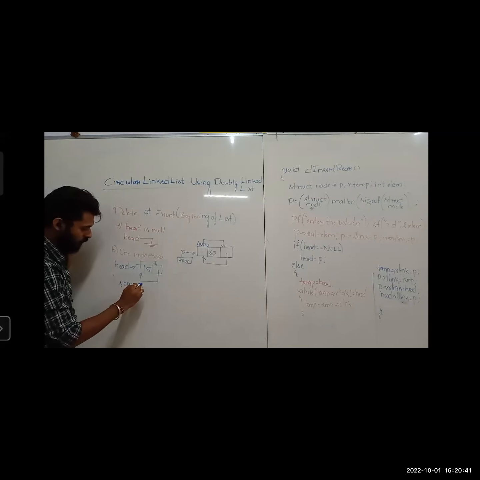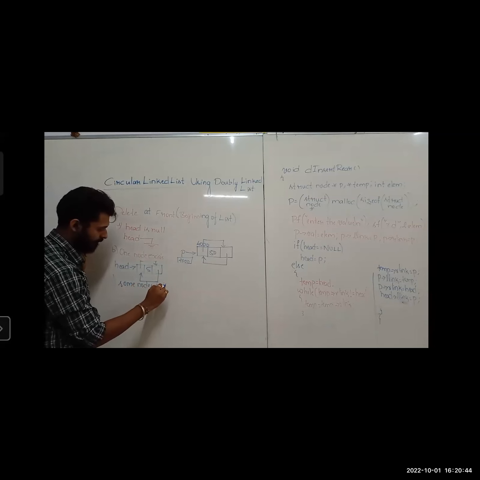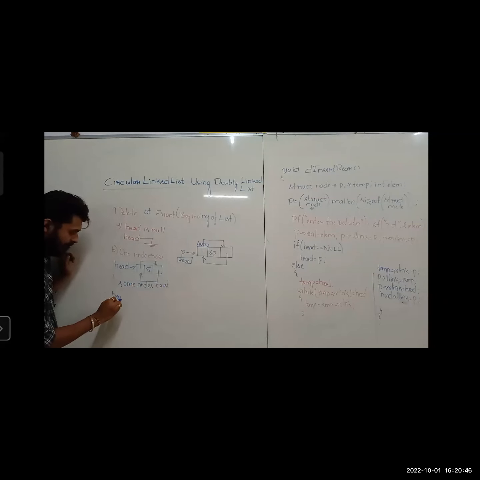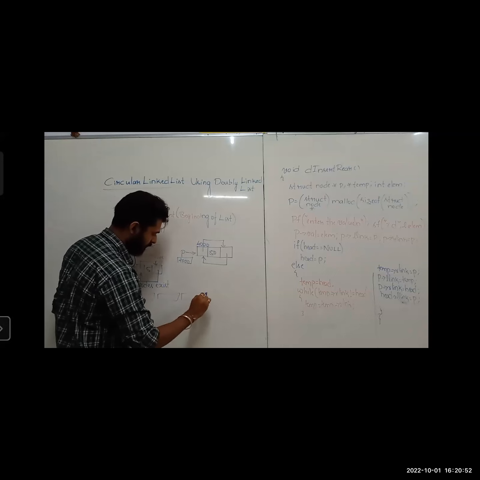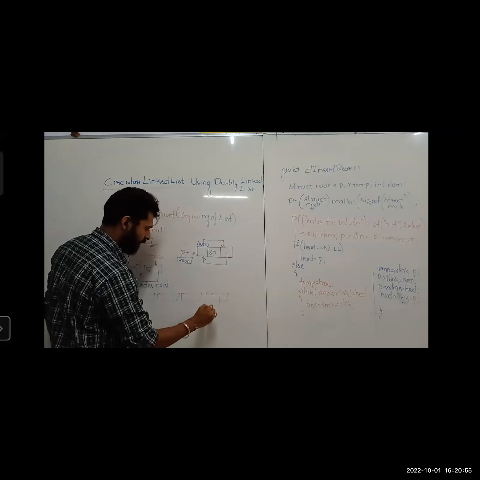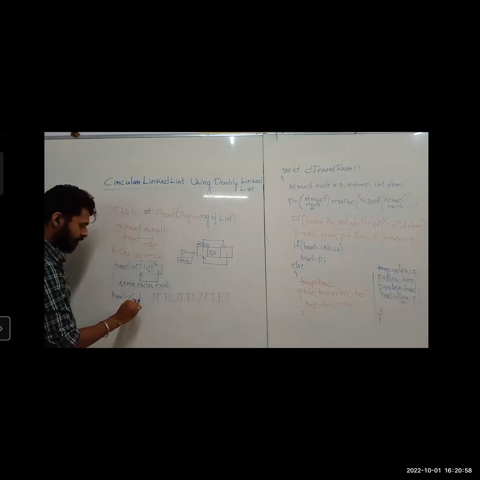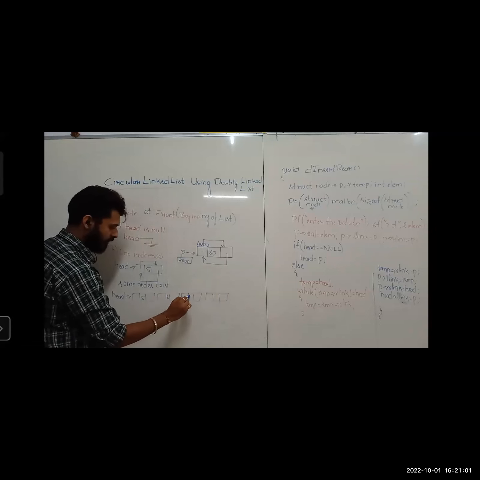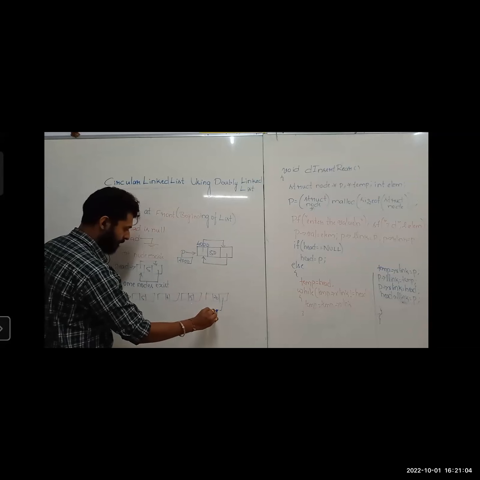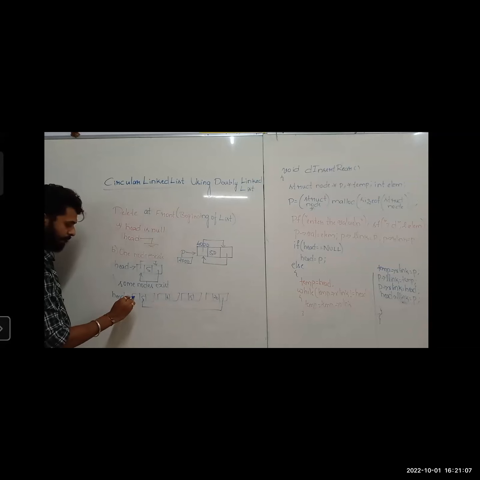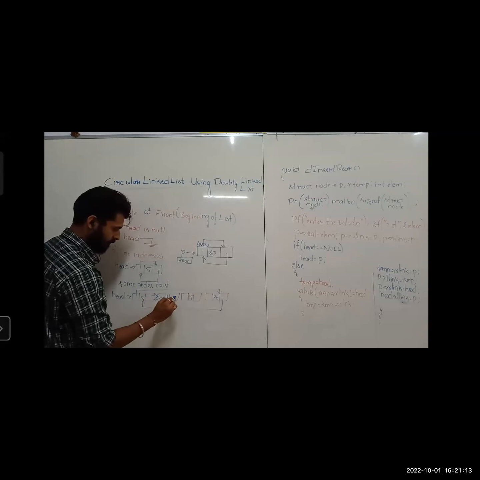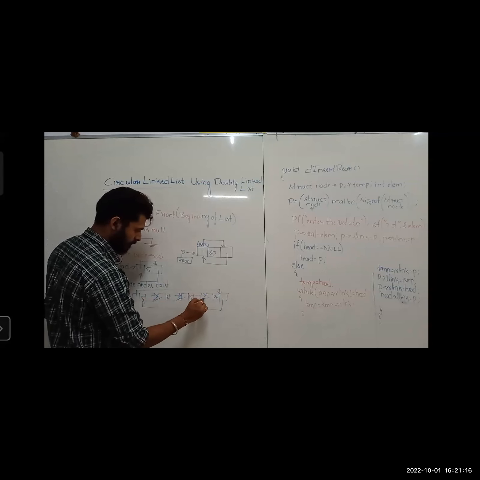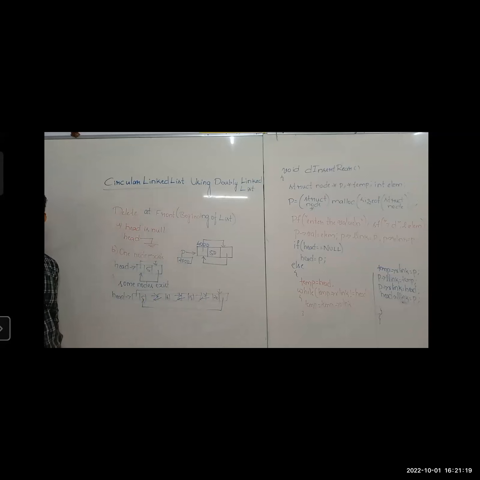Some nodes exist. Here, head is pointing to the first, second, third, fourth. I'm sufficient with 4, 5, 10, 15, 20. Yes. Got it? Yes. I'll not write the solution part here.